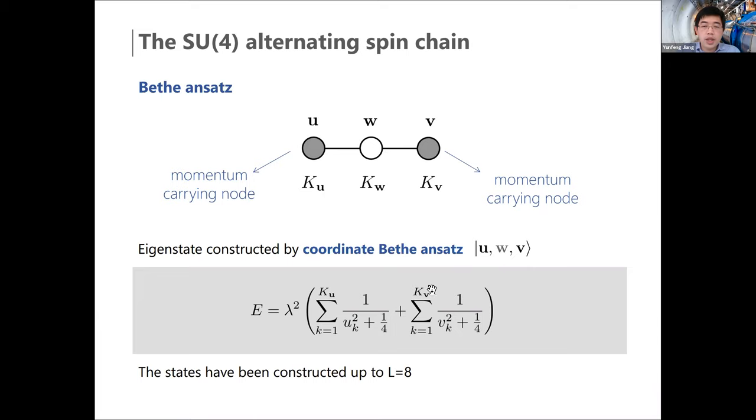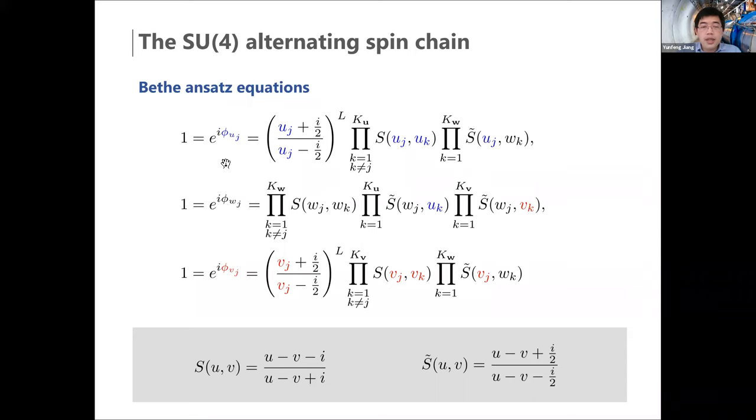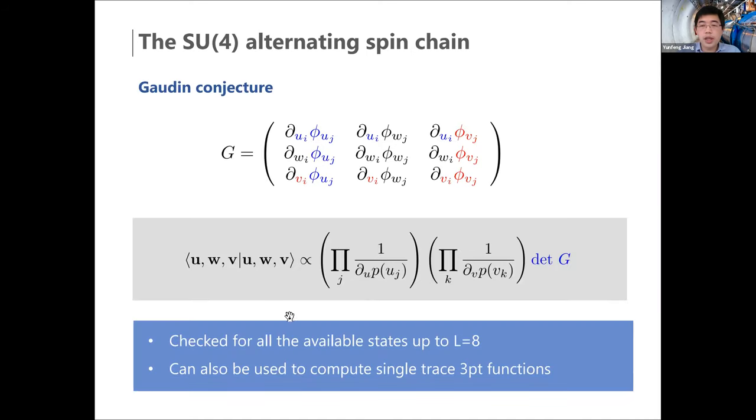So we constructed this coordinate Bethe ansatz, and we constructed many states up to length 8, where things become rather complicated. But in any case, we have very concrete states to work with. And these are the Bethe equations. We can see that the U equations and the V equations are basically symmetric, and they are the momentum carrying nodes. The Bethe equation is important, and is also related to the Gaudin conjecture, which is an important ingredient we need for the computation.